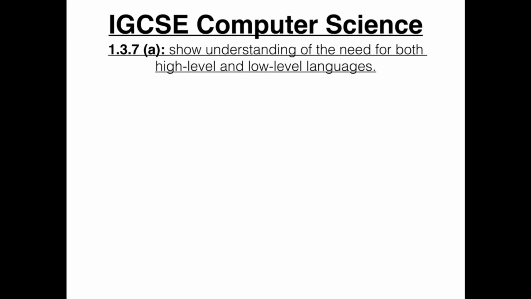IGCSE Computer Science Syllabus Statement 1.3.7a: show understanding of the need for both high-level and low-level languages. This is quite an interesting topic. It's the last topic of the last part of topic 3. We have a programming paper, which is paper 2, but the theory paper can ask you some questions that have to do with programming.